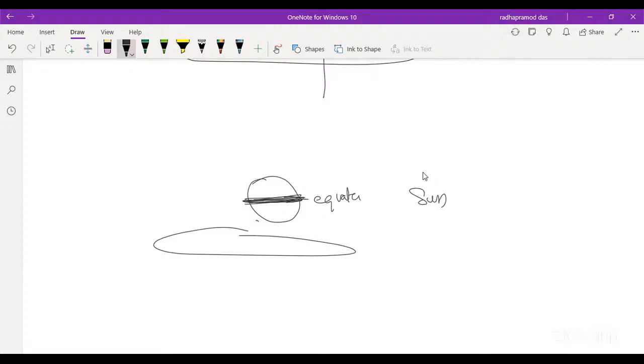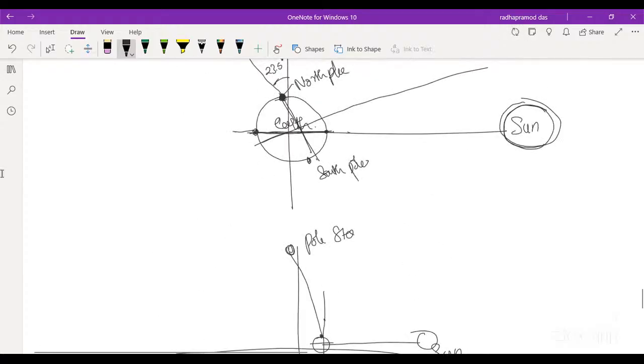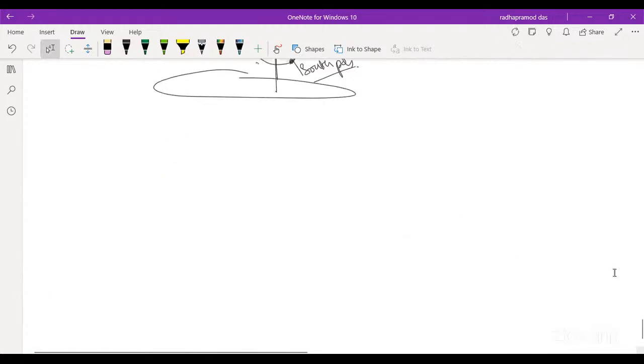Now you try to draw a straight line on the equator, then Earth should be like this, but it is not like this because the pole star is here. So that's why here is coming the North Pole, here is coming the South Pole. The North and South Poles are coming here and the equator is coming here. Now if you draw a line like this, then you will say that it is slightly tilted. That is the conclusion that comes.